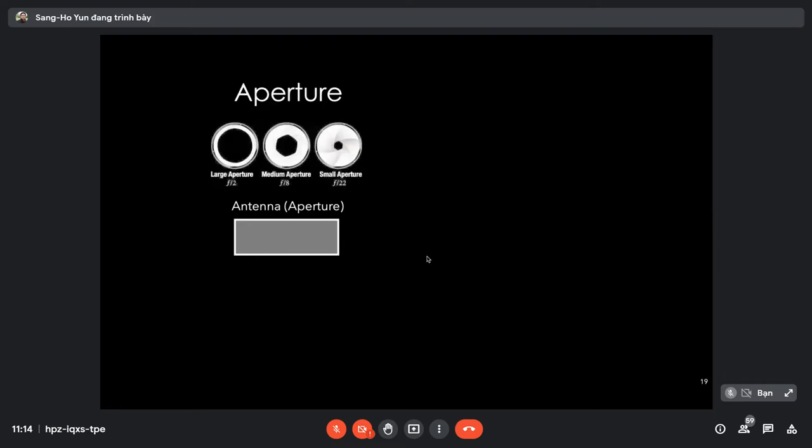Now let's look at this antenna from the front side. In this case, it's a rectangular phased array antenna, and we talk about aperture. What is aperture? If you think about your camera, aperture is basically the opening, right? In your camera, it's large aperture, medium aperture, and small aperture. Just like that, for an antenna, the opening dimension is the aperture.